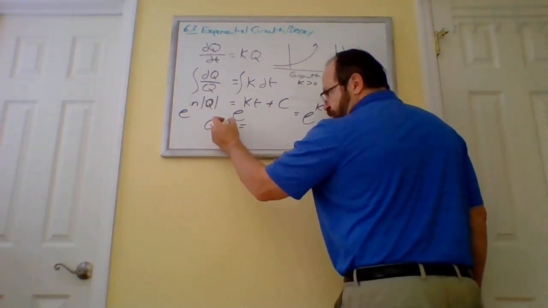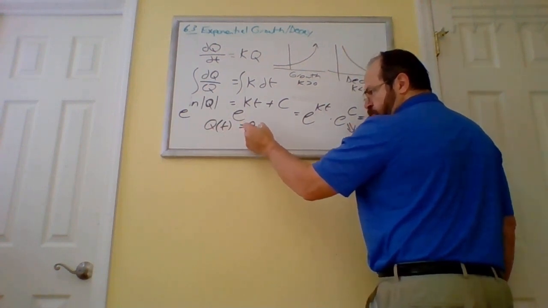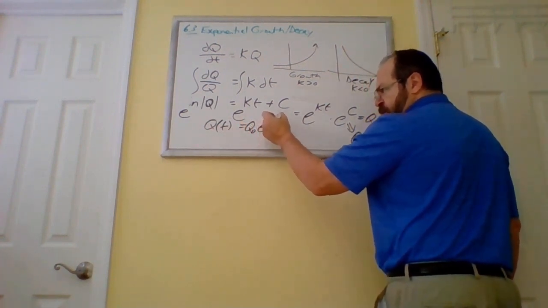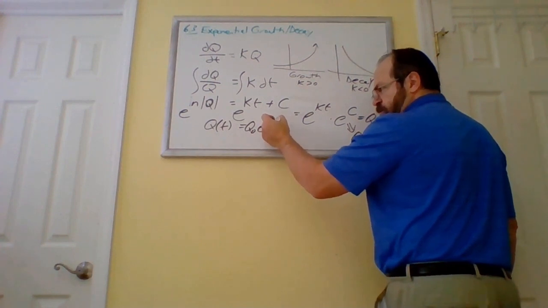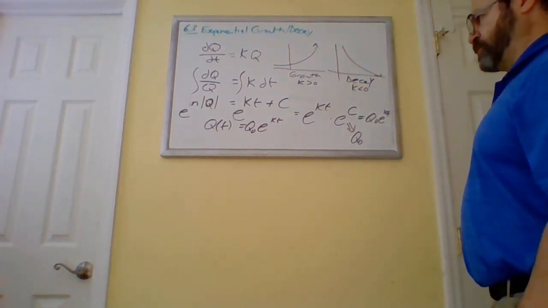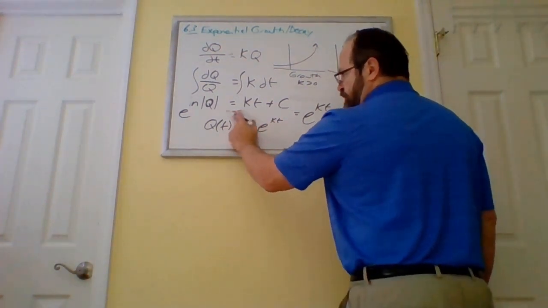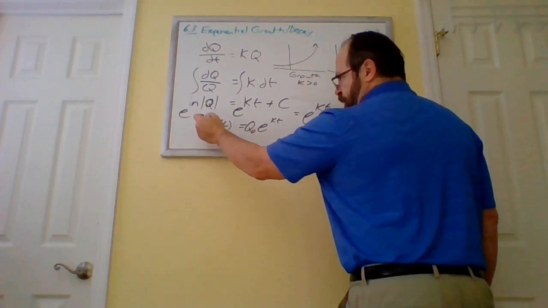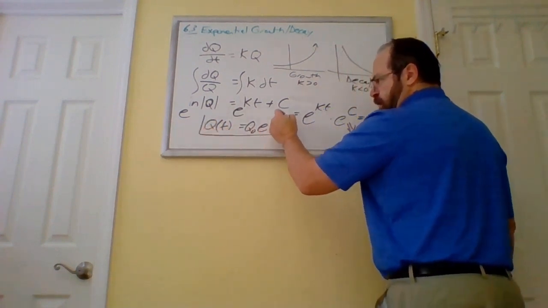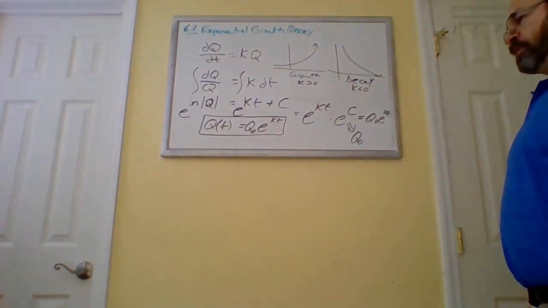So the quantity in time t is given by the initial quantity times e to the constant times whatever the factor of time is. And that, my friends, is our exponential growth and decay model.